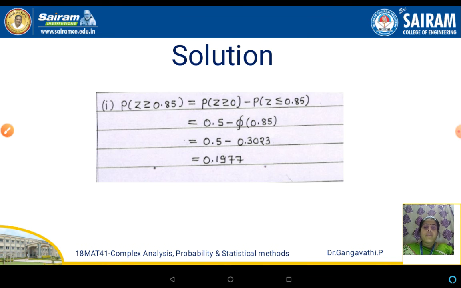We were solving the problem here. So phi of 0.85 is 0.3023, which we have taken from our normal distribution table. On subtracting 0.3023 from 0.5, we get 0.1977. So hope you understood how to evaluate this point, phi of 0.85.